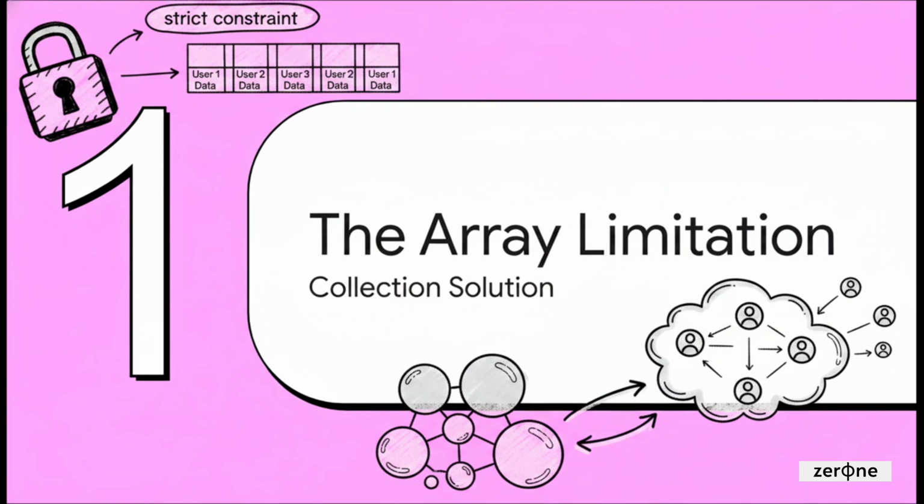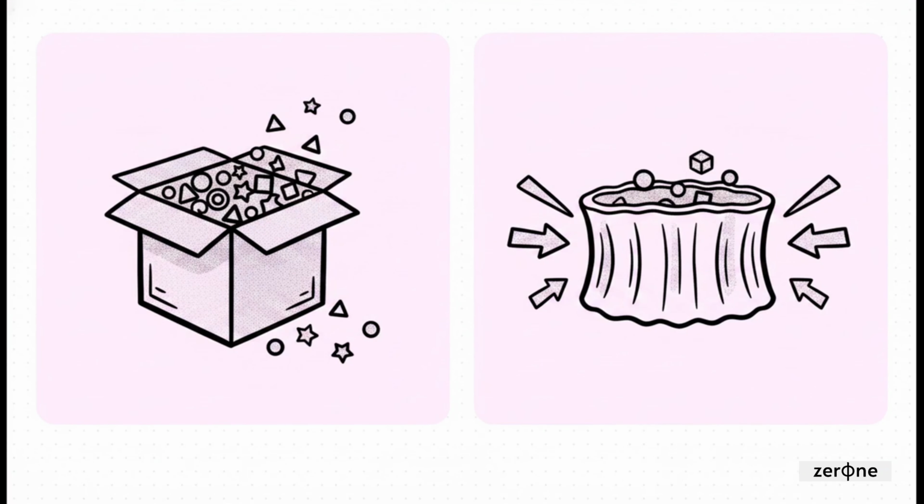Okay, let's jump right into section 1, the array limitations and the collection solution. To truly understand why the collection framework even exists in the first place, we have to start with a classic developer problem. Imagine you're building a piece of software, and you need to store some user data. Well, the most basic tool you have is an array. But traditional arrays come with a strictly rigid constraint. They have a fixed size. If you create an array to hold exactly 10 integers, and suddenly an 11th user registers, well, that data is lost. You just can't increase the size of that array at runtime.